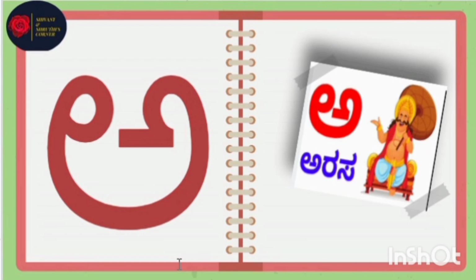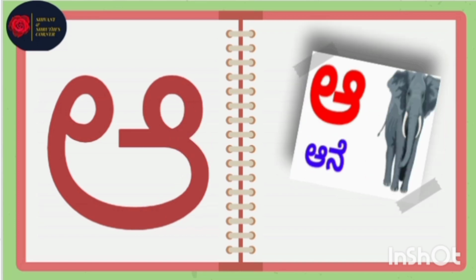The 13 letters. First one is A. So side by side we'll be revising the Hrasva and Dirgha swaras as well. It takes less time to be pronounced, so it is Hrasva swara. Hrasva means less time, remember that. Okay, so one example is Arasa. Arasa means king. Okay, so next is Aa. Aane. Aane means elephant. It is Dirgha swara. They are stressing more on pronouncing the letter and it is taking a long time.